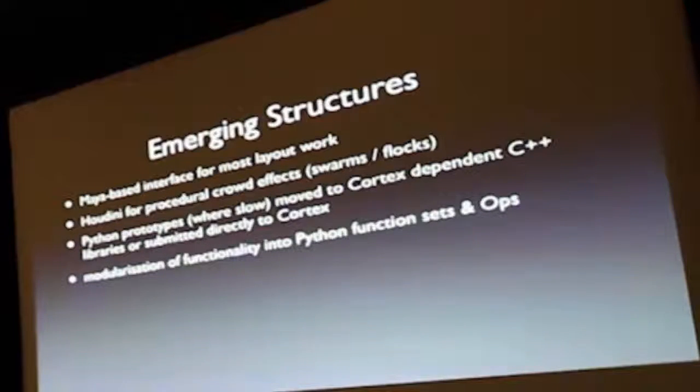Then, looking at how we wanted to set the whole thing up, we decided on a Maya-based interface for most layout work, and then Houdini for procedural crowd effects, like swarms and frogs. Our initial prototypes were slow. We moved them into either Cortex-dependent C++ libraries, or we submitted them directly to Cortex, where applicable, and looked into the modularization of functionality into Python function sets and ops.